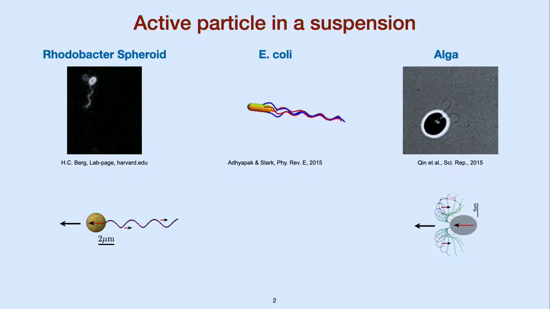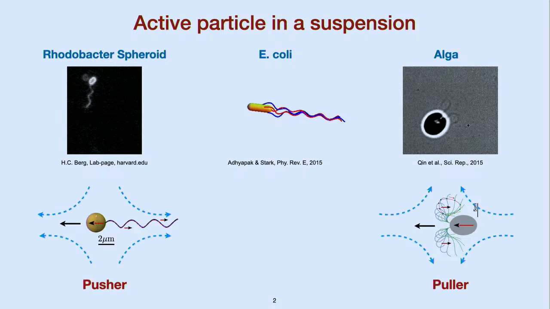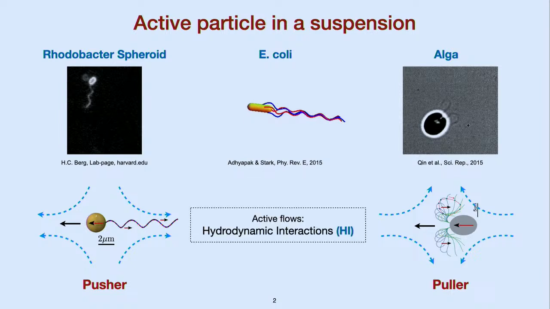Whenever these objects move in fluid, they create disturbances, and the flow patterns are like that, for example. Then when you bring in another particle nearby, another swimmer, they will interact via these disturbances. Those interactions are called hydrodynamic interactions, and this is what we are going to talk about mostly. There are two types of swimmers, although we are not going to need it. In general there are two basic types of swimmers.